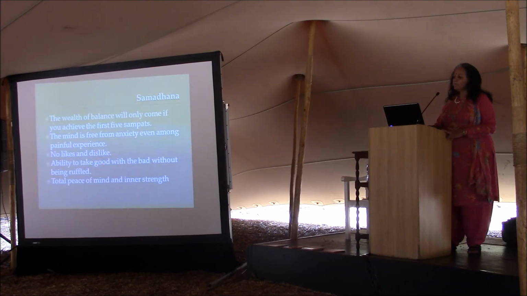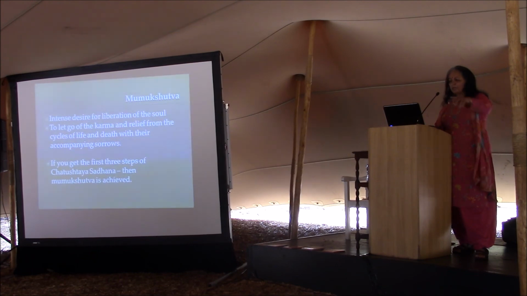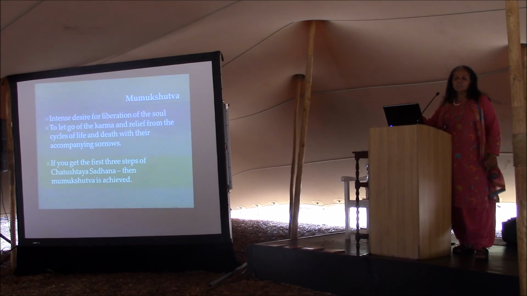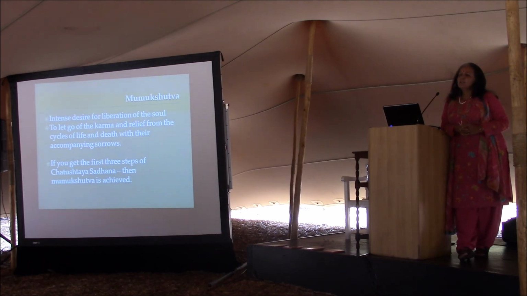And once you get this, the fourth pillar, so it's like four legs of a cart, is Mumukshutva, the intense desire for liberation of the soul, to let go of karma, relief from cycles of life and death. But this is a very high concept. That means once you're developing on these stages all the time, once you start thinking that there's an alternative point of view to your obstacles, that's really the idea.